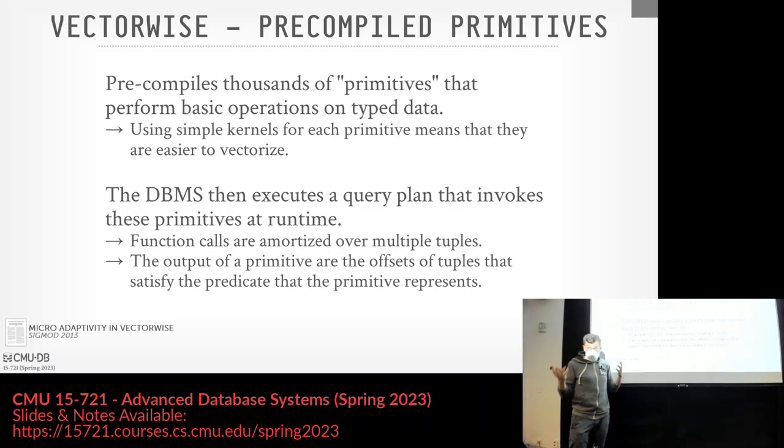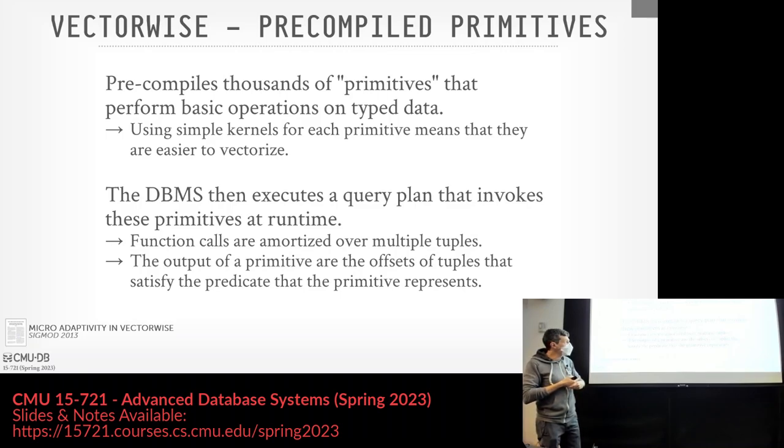And normally that would be super expensive if you were doing this on a per tuple basis. In a system like Postgres, for every single tuple, you have to make a function call to see whether one value is less than another value, which is what Postgres does. That's going to be super slow. And so the way Vectorwise is going to avoid this overhead, or amortize the cost, is by operating on batches of tuples, or vectors of tuples. Again, hence the name Vectorwise, right?